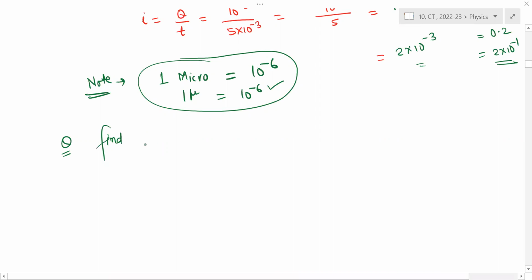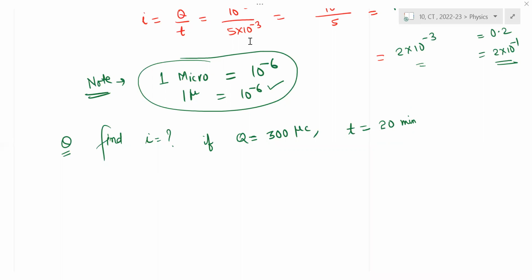Find I if Q equals 300 microcoulomb and time it is taking is 20 minutes. Please reply. Fast, fast, fast.